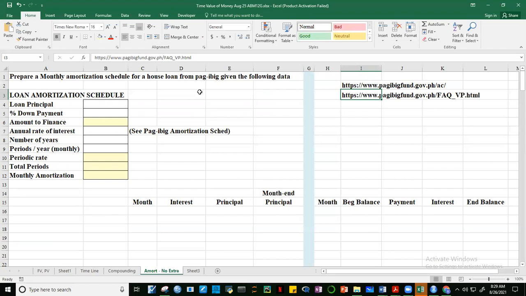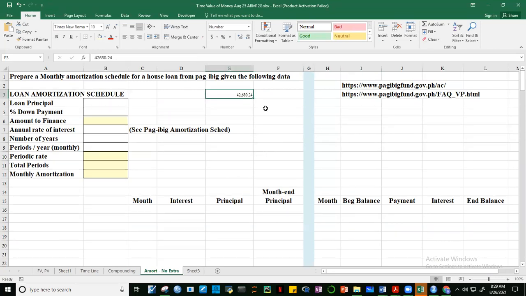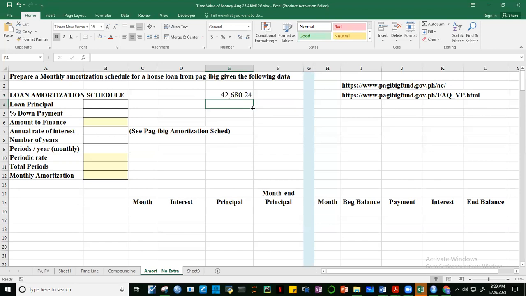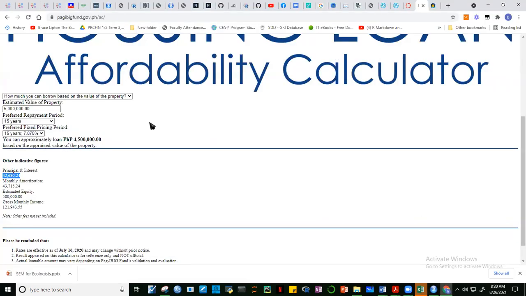So, copy nga natin to. And I'm going to put that here. Nakayan ko lang to. Okay, so clear so far, guys, yung site na pinuntahan natin. Sabi ng Pag-ibig, magbabayad tayo per month ng 42,680. May isang amount pa doon, guys, kasi may mga additional yata. But we will focus on this one, yung 42,680. Okay.